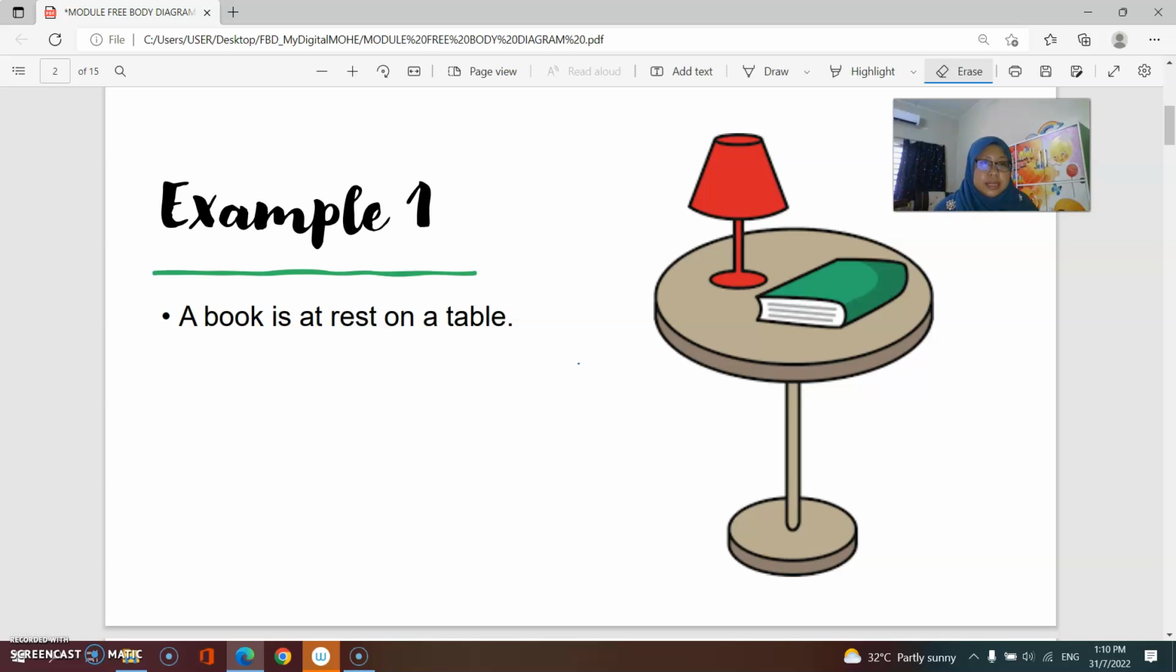Look at example 1. A book is at rest on a table. So here, the book is the object in this case. Normally we will represent the object with a tiny little dot, but some may refer to the object as a box. So it is up to you whether you want to use a box or a tiny dot. But in this video, I will use a tiny dot to represent the object.